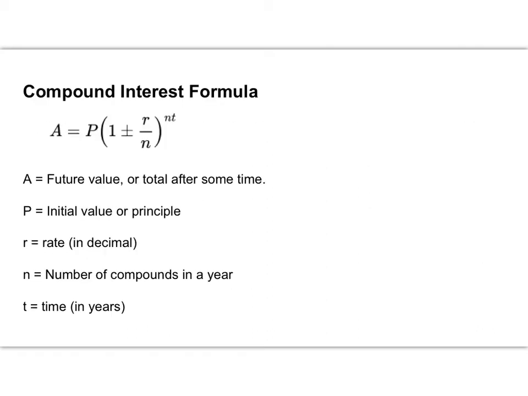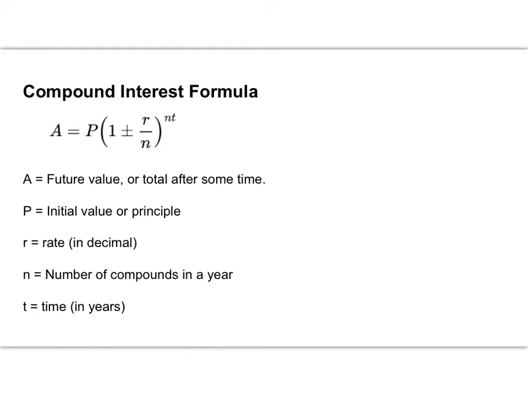All right, and a subject I'm really interested in is money. So we have the compound interest formula. It's almost the same as the other exponential growth and decay formula, except that I have A, my future value, P is my principal or my initial value, R is the rate in decimal, but you'll notice it's divided by N. N is the number of compounds in a year.